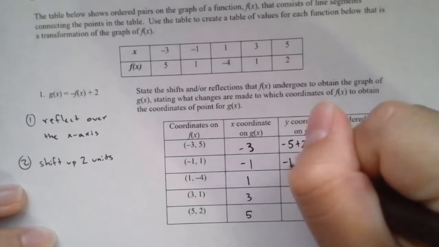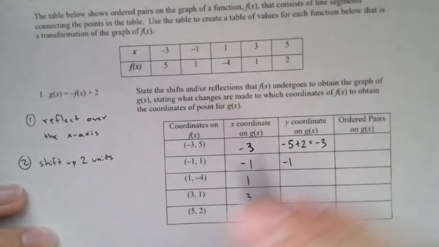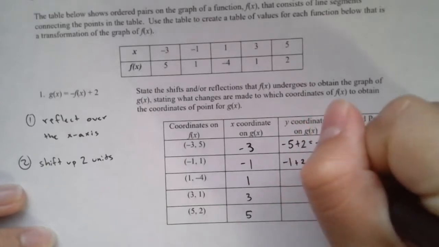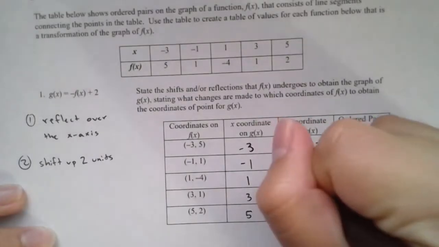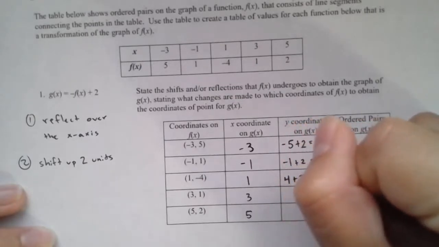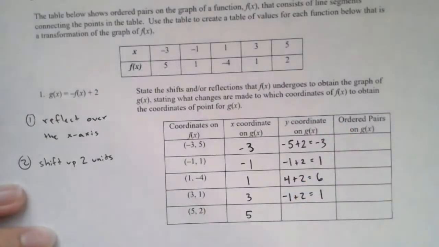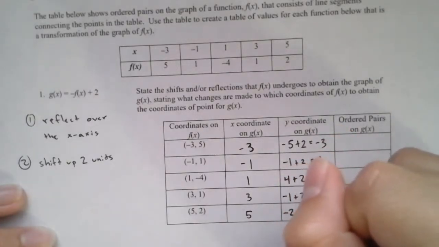I'm going to try to do this faster so that this video doesn't get too long. So -1 plus 2, that's 1. Then I have +4 plus 2, I get 6. -1 plus 2, I get 1. And then -2 plus 2, I get 0.